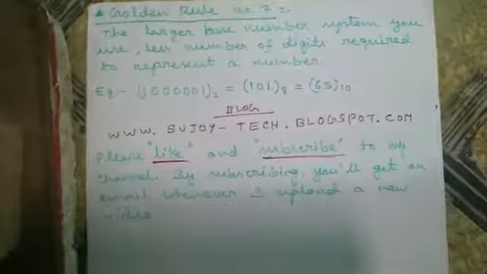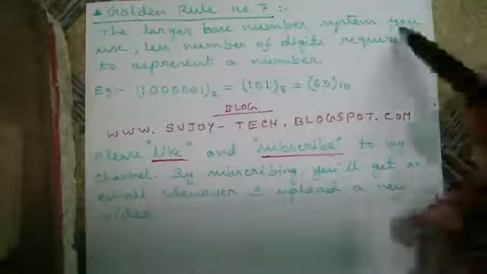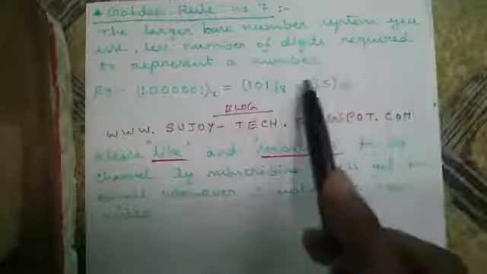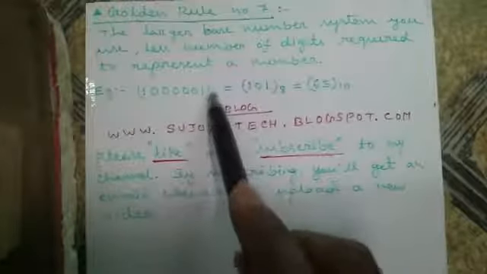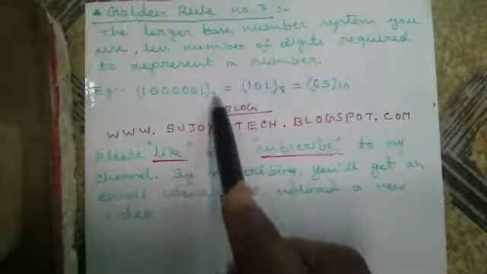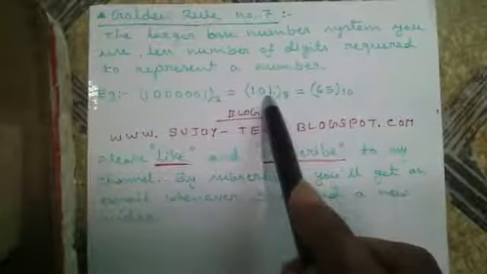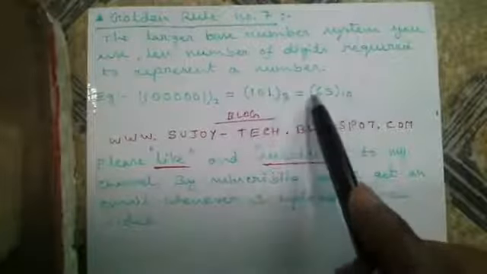Golden rule number 7. The larger base number system you use, the less number of digits are required to represent a number. For example, representing 65 in binary, it takes 7 digits. Binary is lowest base system, that is base 2. Converting to higher base 8, the digits reduce to 3. Converting to higher base 10 takes only 2 digits. This is the concept.